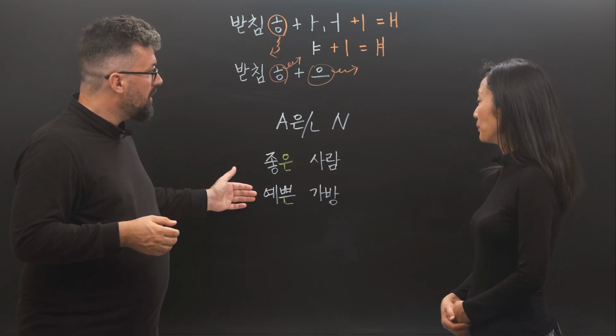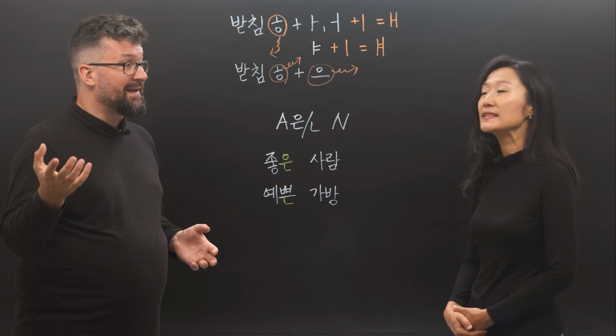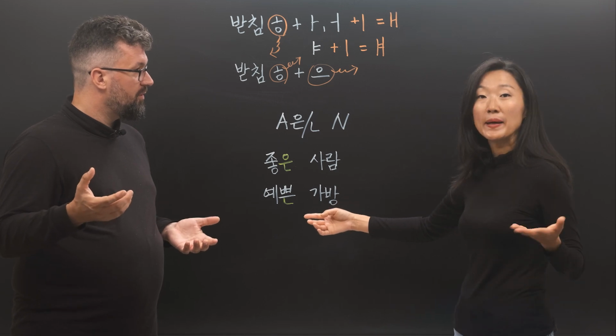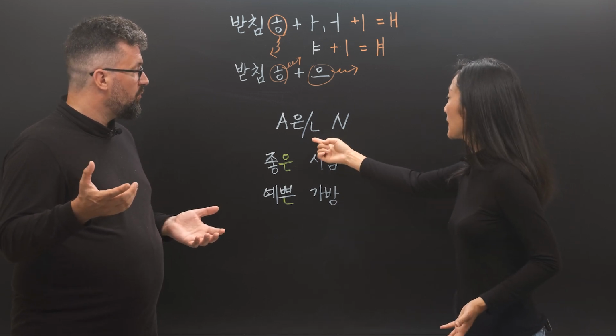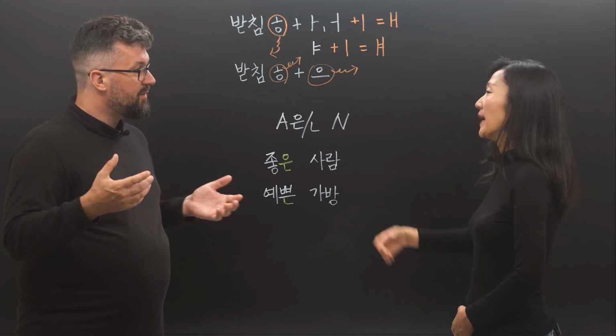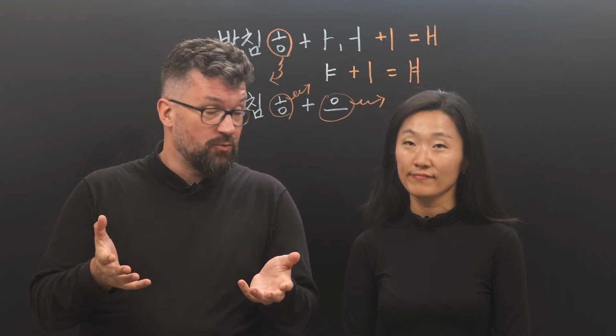And then 예쁜 가방. 예쁜 가방, beautiful bag. 예쁘다 doesn't have a 받침, so we add just the 받침 니은, ㄴ. So 예쁜 가방. So what can we do now that we know how to place adjectives before nouns?